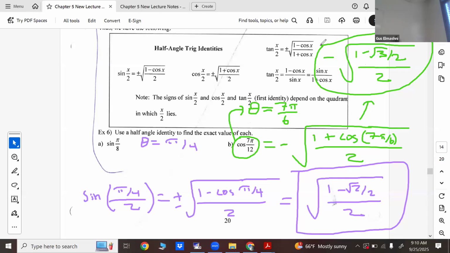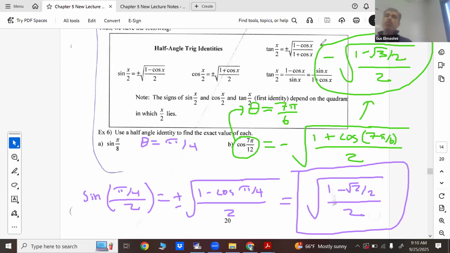Wait, but what's the answer? You just look at... Sorry, what are you asking about exactly? Are you asking about the negative on the outside or the negative on the inside? What negative are you asking about?